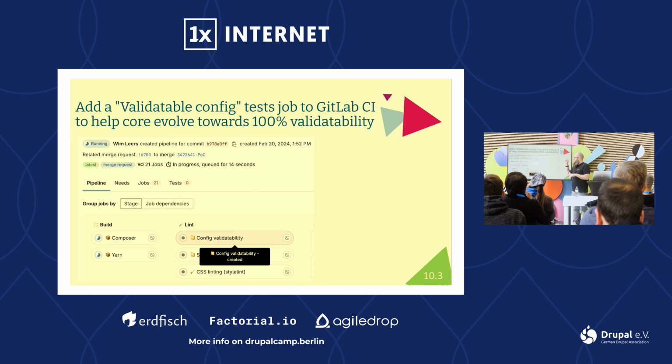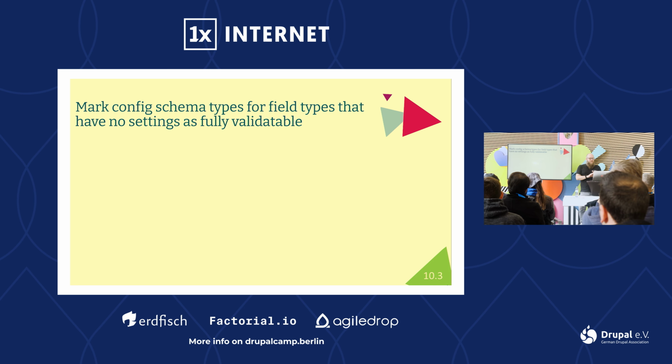There's a Drupal CI job that tests config validatability so we don't regress. This was added like 6 to 7 months after we started doing all the things, and we noticed things regressing, so we added the CI job to help us. This is currently disabled because it's not completely bug-free.